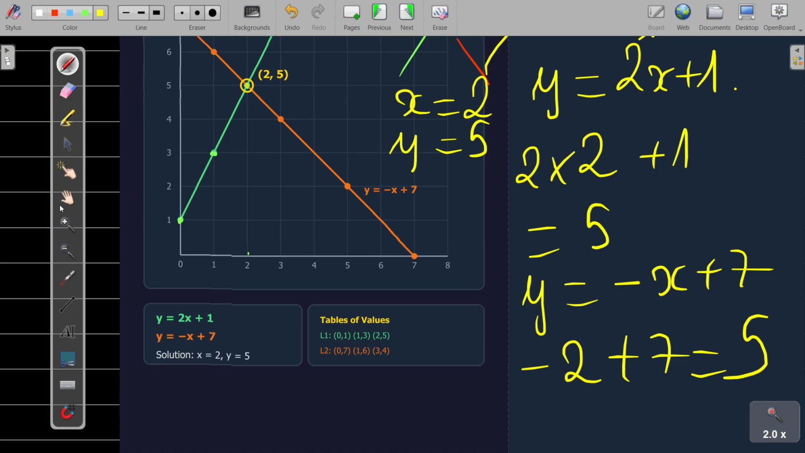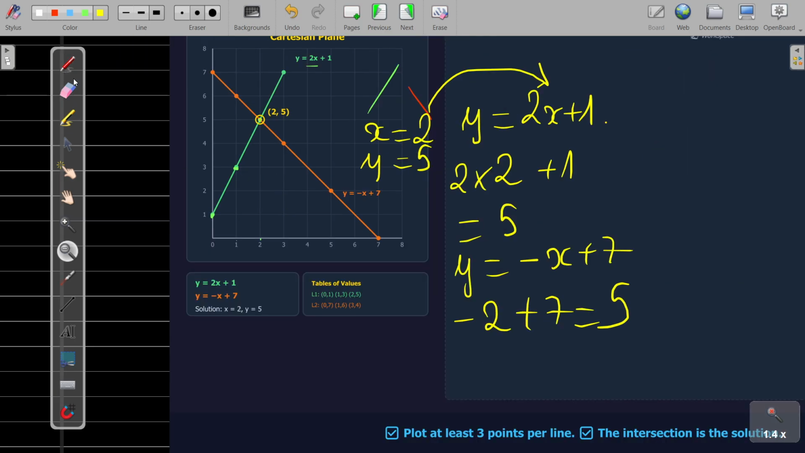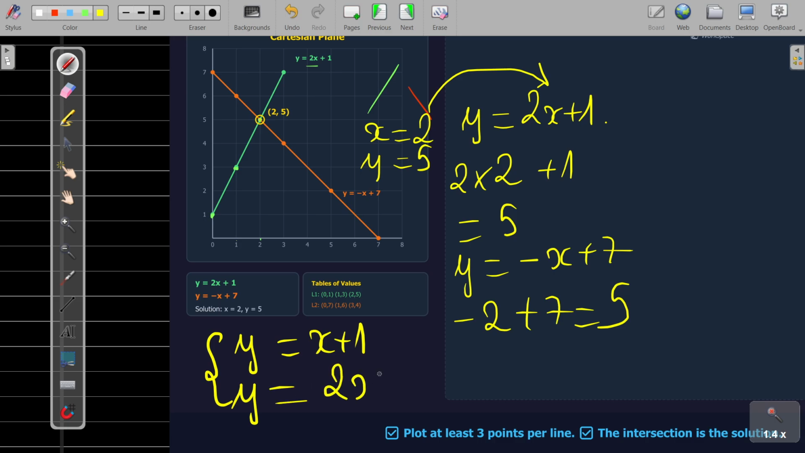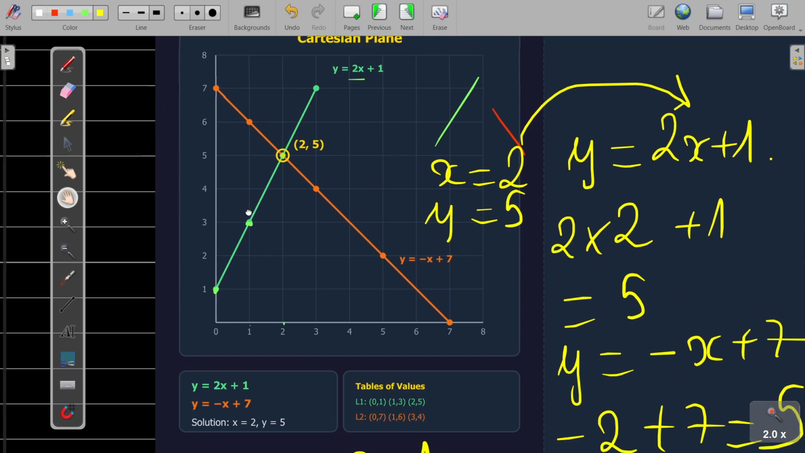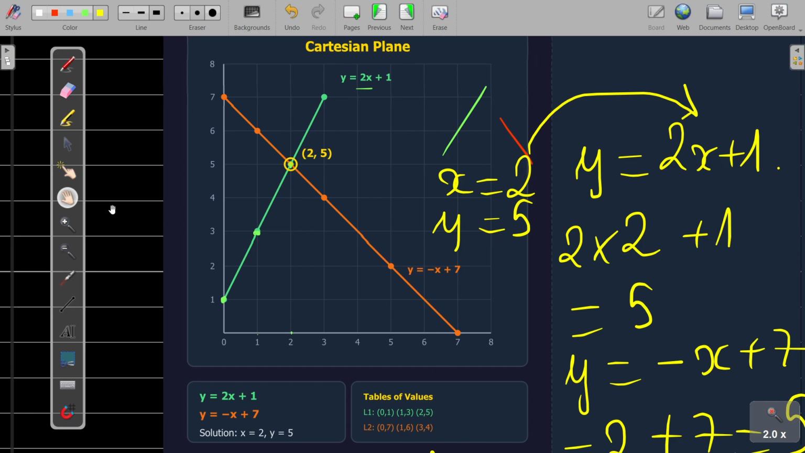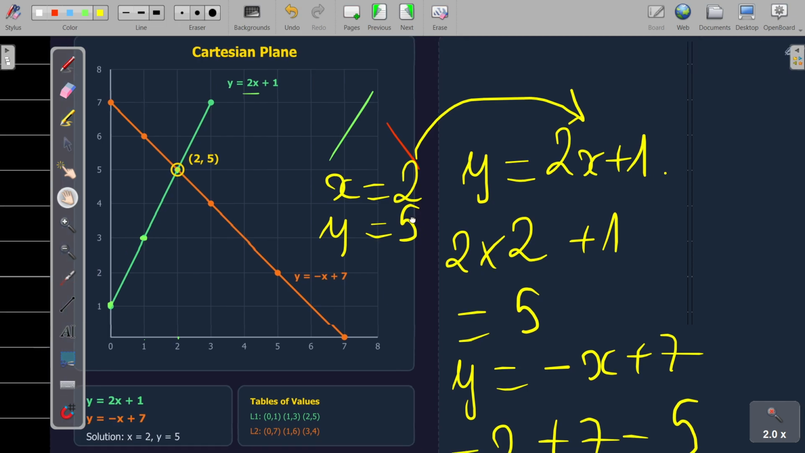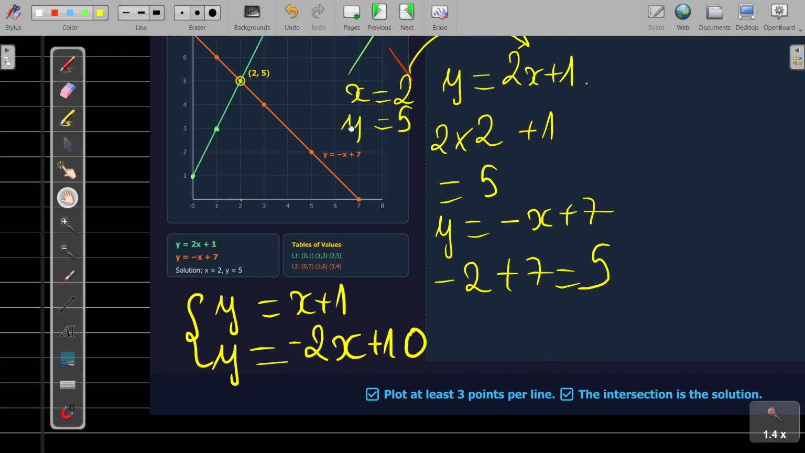Now, what I want you to do is try this out for a simple problem. Let's say, for example, you can try y equals x plus 1, and then y equals negative 2x plus 10. Build a table of values for each, plot both lines, and read the intersection. You should have something like this pre-built here when you're solving this using the Cartesian plane, using the graphical method for simultaneous equations.